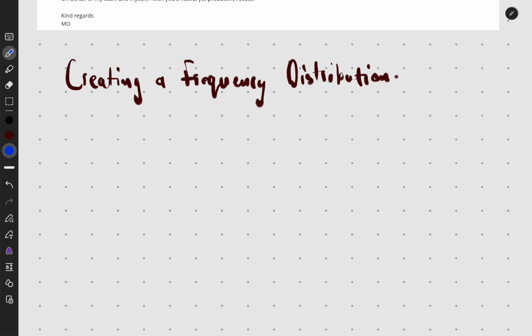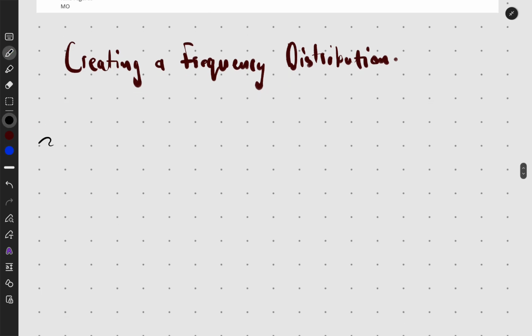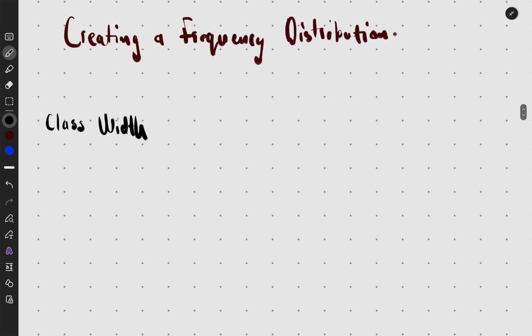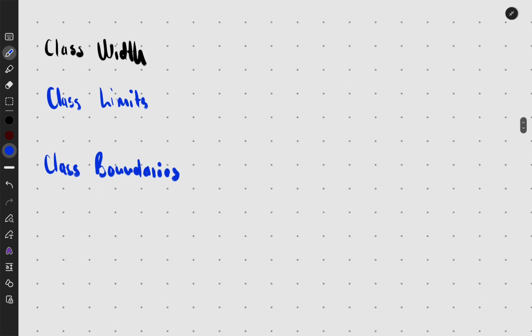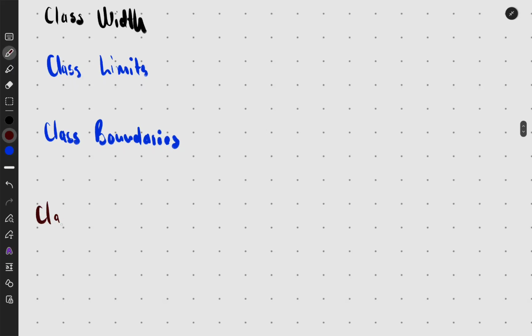The first word, let me put the words that we would have learned. We have 4 words that have class in them. You should be able to get the class width. You should be able to get the class limits. You should be able to get the class boundaries, and know what that means. And finally, be able to get the class mark, which is just the midpoint. So we have these 4 class whatevers to do.